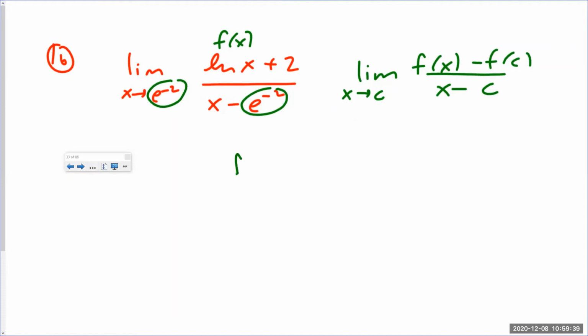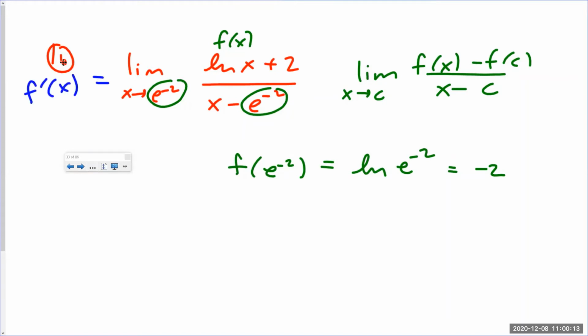Well, let's think about this. If this were f of x and I plugged c into f of x, that would be the ln of e to the negative 2. And we did this yesterday, guys. What happens when you log a tree? The cat falls down, okay? So what is this equal to? Negative 2. That's actually not right. Oh, no, it is right, because it's minus negative 2, right? And that's where this plus 2 comes from. So this is the definition of a derivative. What does that mean? That means this is equal to f prime of x. Actually, f prime of c, to be specific, okay?